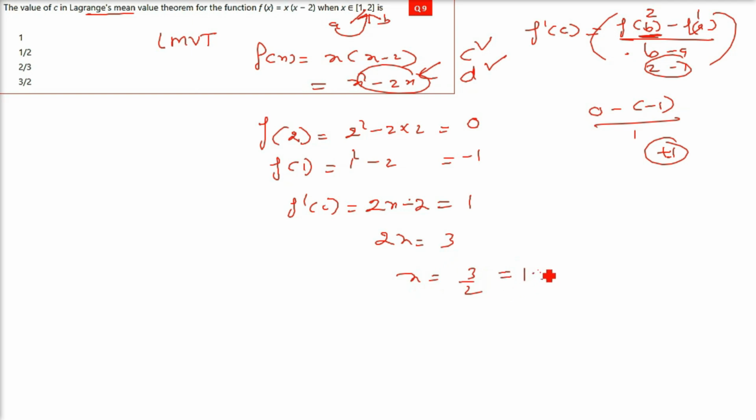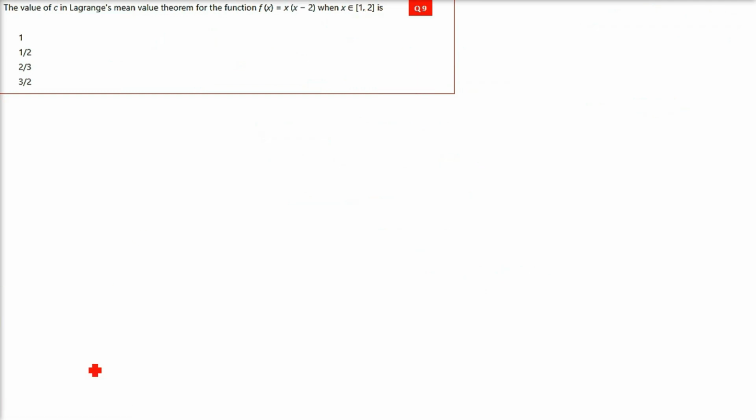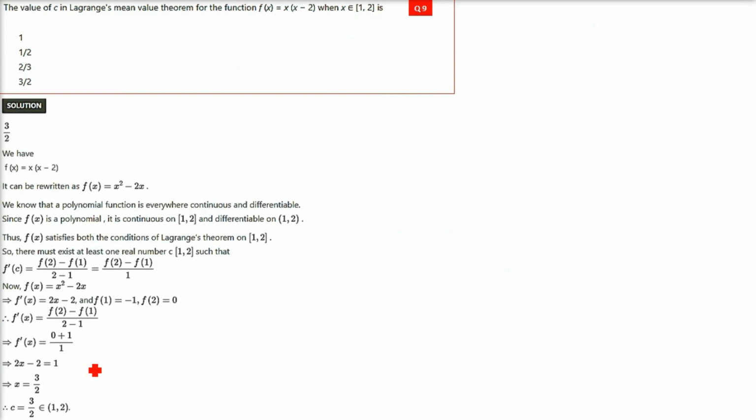x is equal to 3 by 2, that is 1.5. And 1.5 is exactly between 1 and 2. It's a midpoint. So 1 by 2 is the answer. You can just pick 1 by 2 from here, the second option. And this is the way you have to do it. Let me show you how you have to perform it, means write it for the examiner or to solve it in your homework. This is how you are going to do. So this is the whole procedure.